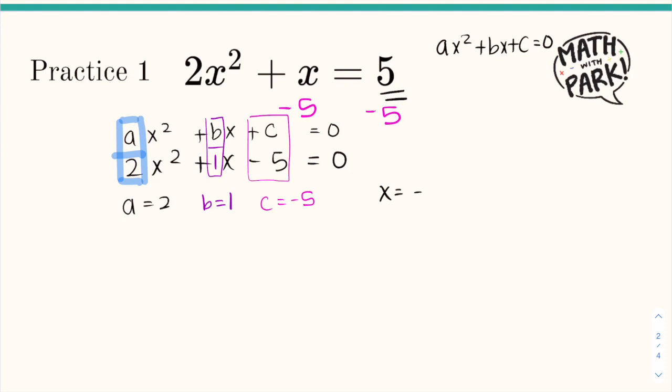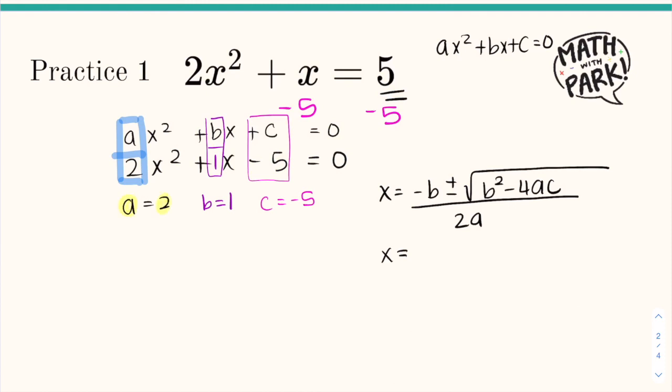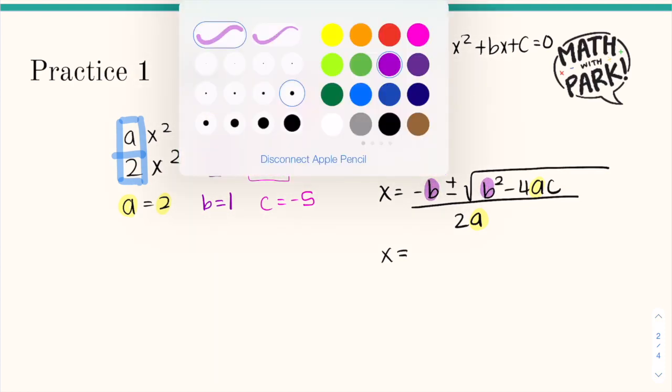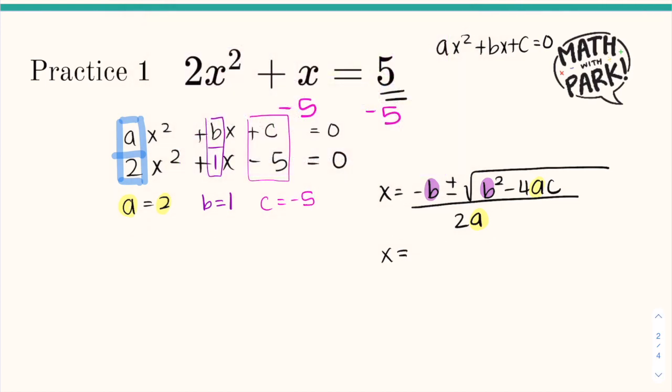x equals -b plus or minus square root of b squared minus 4ac. You'll divide this whole thing by 2a. Notice a is 2, so 2 will be used for the a's. B is 1, so we'll use 1 for all the b values. And c is -5, so we'll plug in -5 for c. When you plug it in, it will be -1 plus or minus square root of 1 squared minus 4 times 2 times -5 divided by 2 times 2.